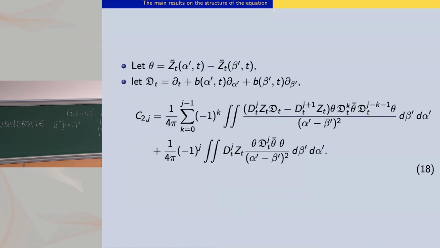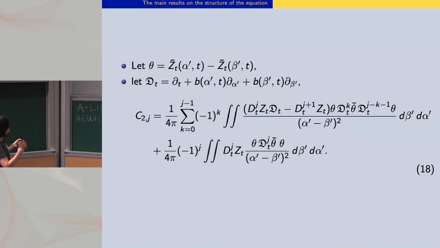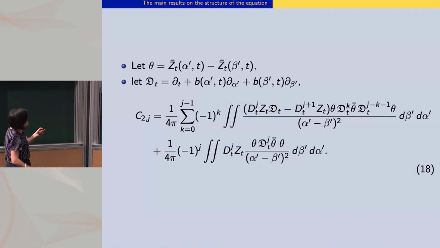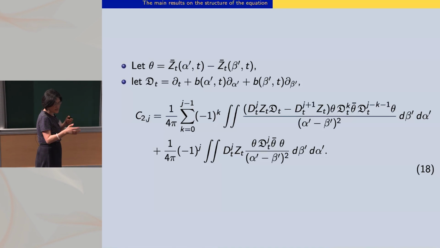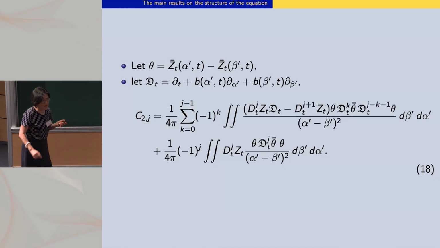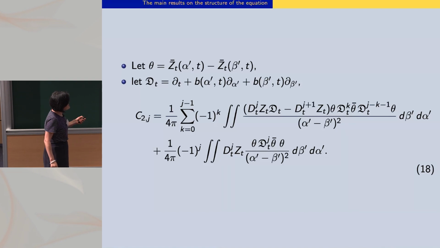Okay, so we make things symmetric. We look at theta equal to zt bar alpha minus zt bar beta, and this capital Dt involves both d alpha and d beta. This is just one way to make things symmetric, so it's as less messy as possible. It turns out these are the characters.